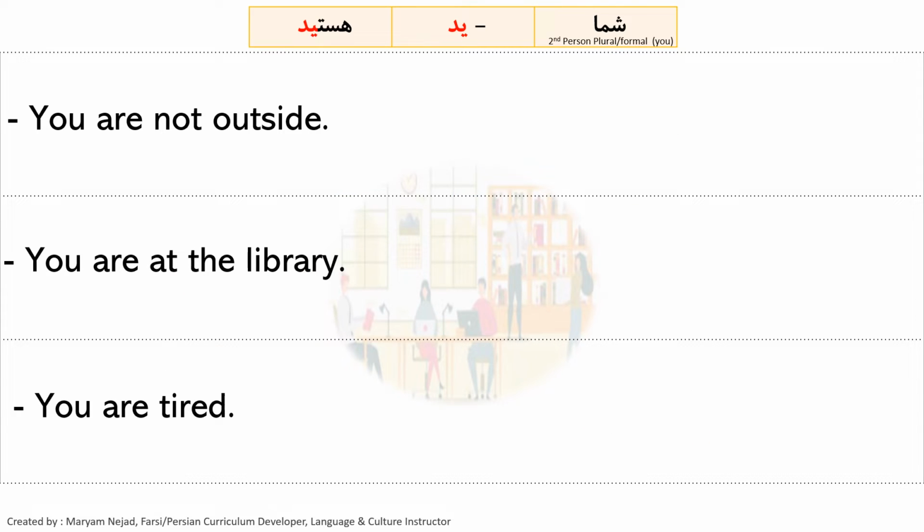Now the next subject pronoun is شما, and again شما is second person plural, but it can also be second person singular, formal, or polite. Right now we want to say you are not outside, and outside is بیرون. شما بیرون نیستید.